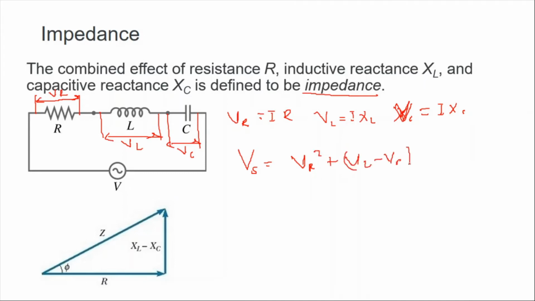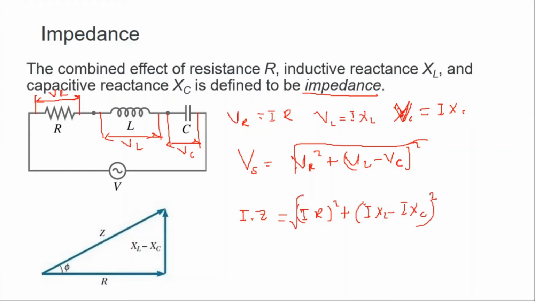VC squared. So this is VC. Now, instead of all these individual voltages, I'm going to write their values. For the voltage of the source, I'm going to write current times Z. Z is the impedance. It is the total resistance of the circuit. It will be equal to, instead of this one, I'm going to write IR square. For this one, I'm going to write IXL minus IXC square, and square root.